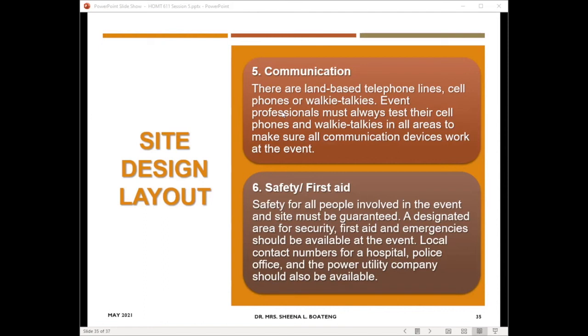A similar thing applies to certain locations and venues. For some reason, sometimes cell phone coverage there is very poor. And sometimes, depending on how remote the location is, you will not be able to have access to certain means of communication.